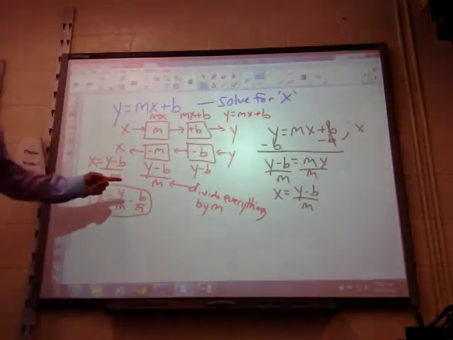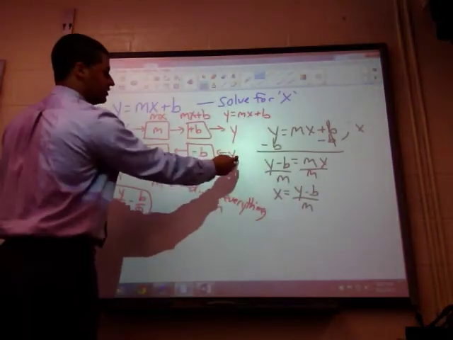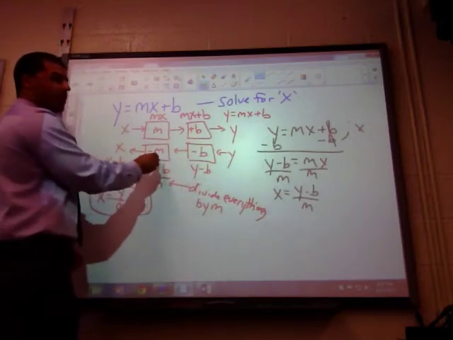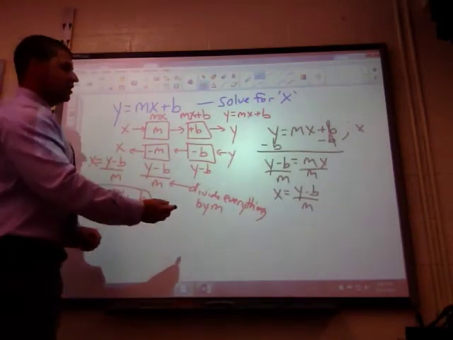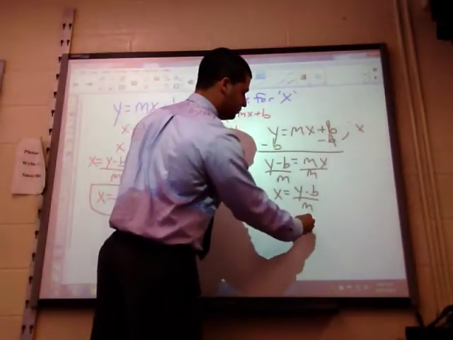Notice the exact same thing that happened here. We subtracted b first, it's the same as the way back. Divide by m second, and then put it into our formula. And again, we'll simplify in the end.